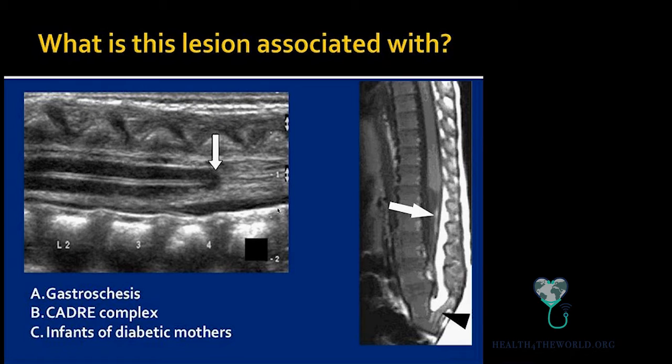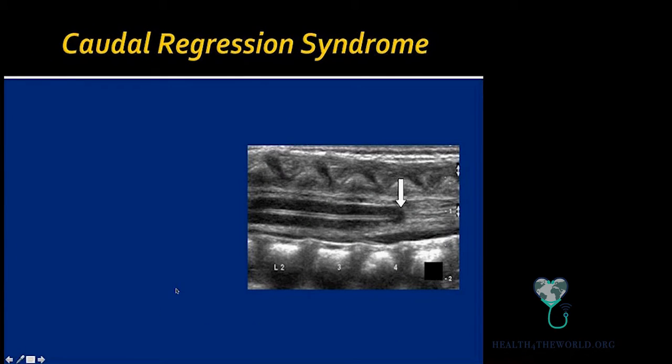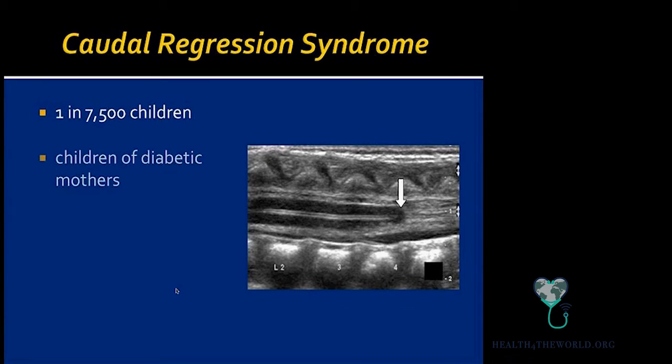All right, so a quick quiz here, just within the lecture. What is associated with gastroschisis, complex, or infants of diabetic mothers? I just made up that complex. There's no such thing as that. All right, I know. Caudal regression syndrome. Let's talk a little bit about that.